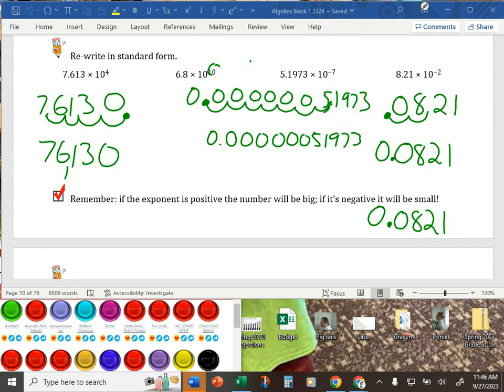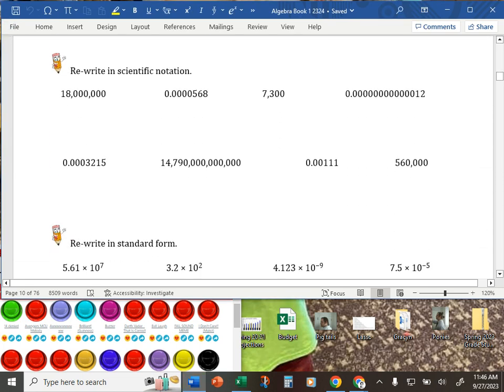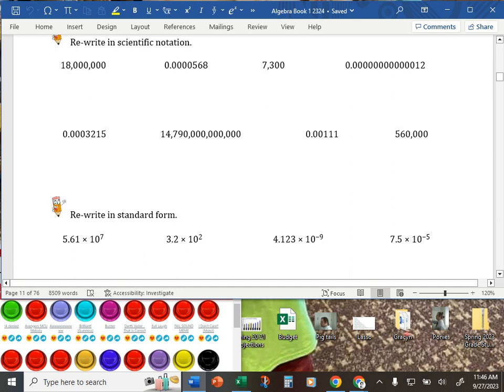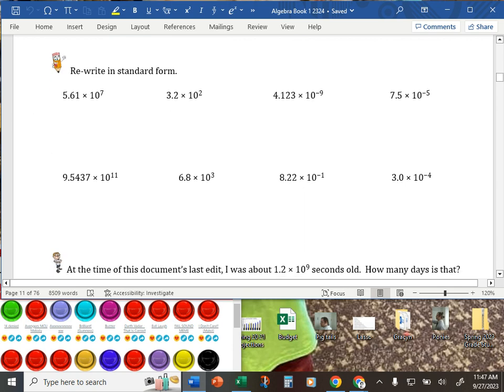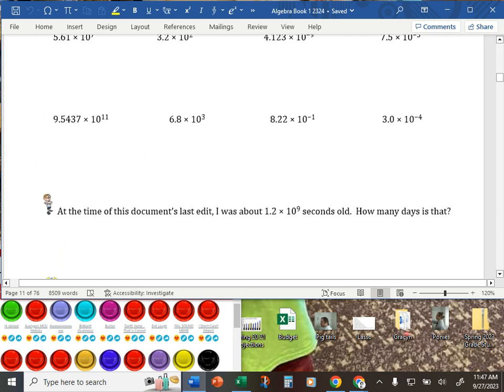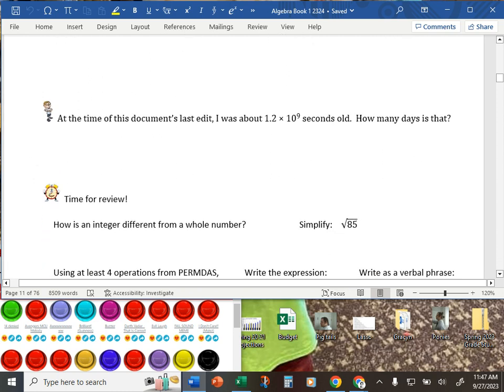All right. Your homework for tomorrow. You've got 8 of them here to write in scientific notation. These 8 go along with the first 4 examples we did. The second set go along with the second set of 4 examples that we did. And then at the time of this document's last edit, I was about 1.2 times 10 to the 9th seconds old. How many days is that? You may use a calculator to help you.